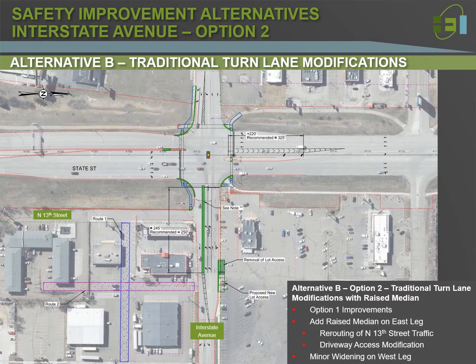Alternative B, option 2, traditional turn lane modifications at Interstate Avenue are similar to option 1, with the exception of adding a raised median on the east leg and minor widening on the west leg. The raised median would improve westbound traffic flow, but would reduce access to and from North 13th Street. A driveway access modification along the north side of Interstate Avenue is also proposed.